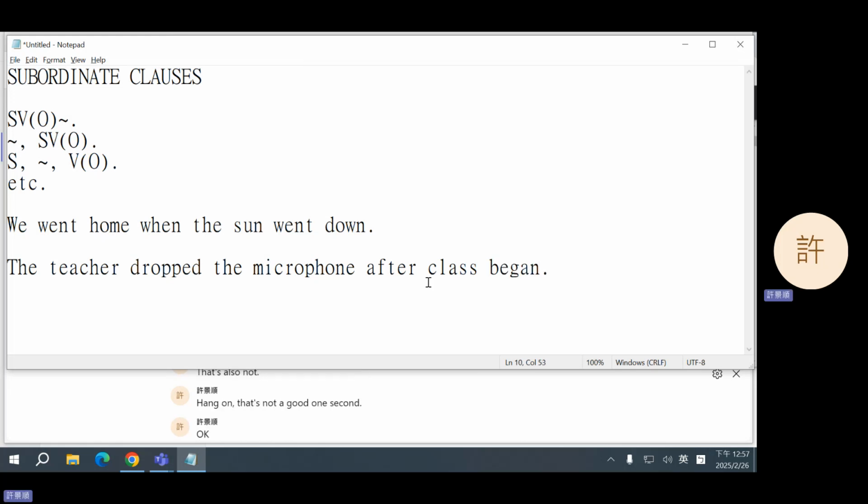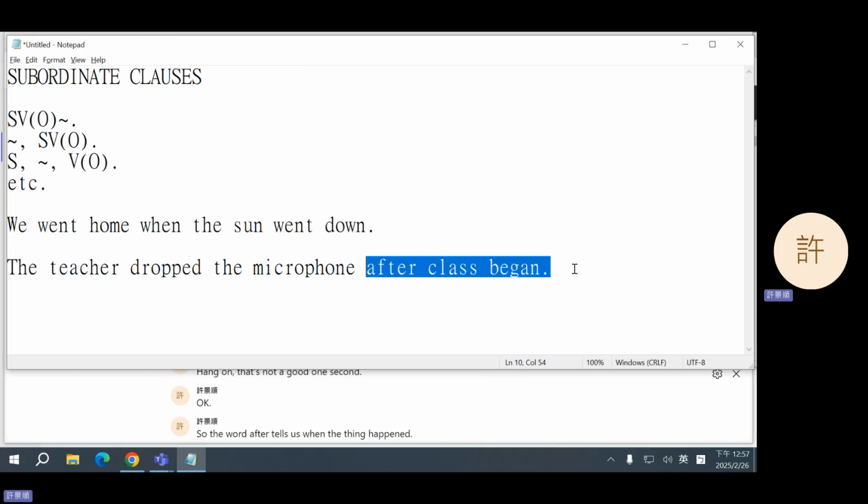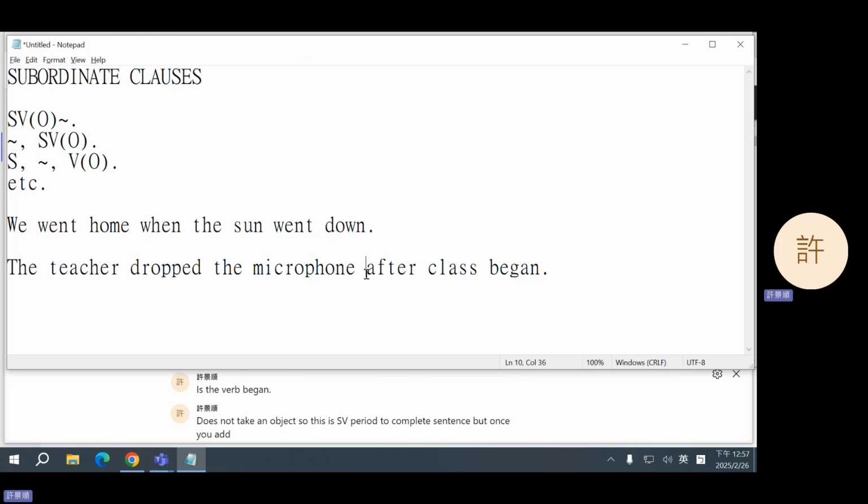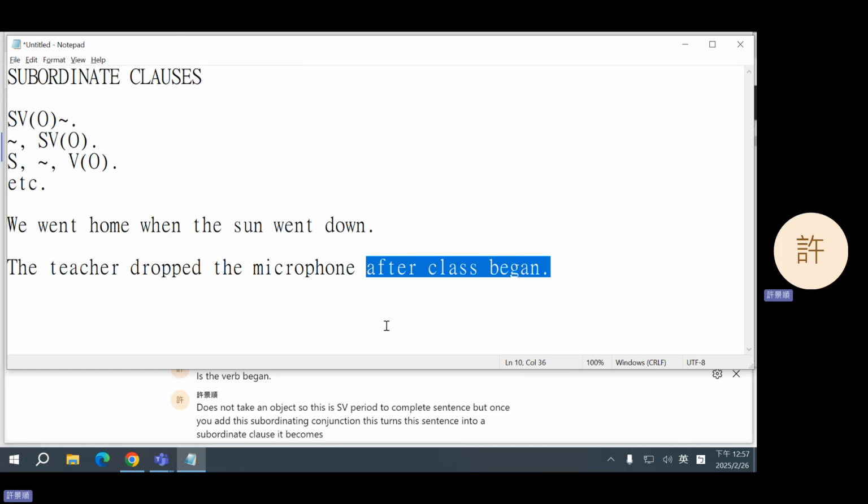Okay, so the word after tells us when the thing happened. Therefore, this is the time of the sentence. Again, if you only look at these two words, class began, that is a complete sentence. Class is the subject, began is the verb. Began does not take an object, so this is SV, period, it's a complete sentence. But once you add this subordinating conjunction, this turns this sentence into a subordinate clause. It becomes the time of the sentence.